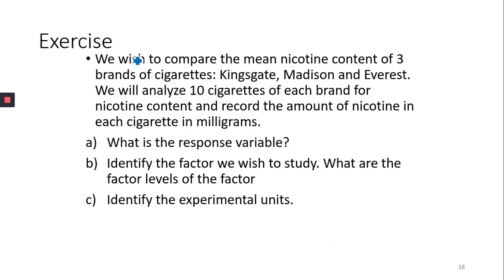Maybe as an exercise, suppose we wish to compare the mean nicotine content of 3 brands of cigarettes, namely Kingsgate, Madison and Everest. These are just different types of cigarettes. I'm sure those who smoke understand what I'm talking about. So suppose we want to compare the mean nicotine content. We will analyze 10 cigarettes of each brand for nicotine content and record the amount of nicotine in each cigarette in milligrams. So what is the response variable? Identify the factor we wish to study. What are the factor levels of the factor? Identify the experimental units.